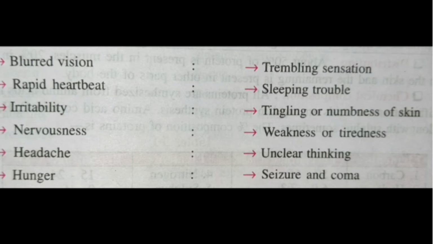Some symptoms or effects of it: blurred vision, the same, because diabetes can affect the eye most. The rapid heartbeat, that means the heartbeat becomes high because it is actually the body's response that the sugar level is becoming very low, so you have to take some sugar. So it is a feedback response, you can say. Next is irritability. Next is nervousness in tense situations. Headache, excessive headache can be seen. Hunger, the people become very hungry.